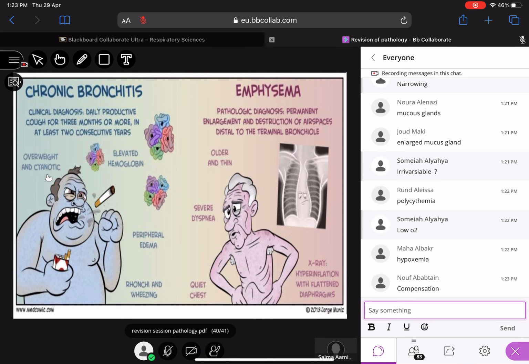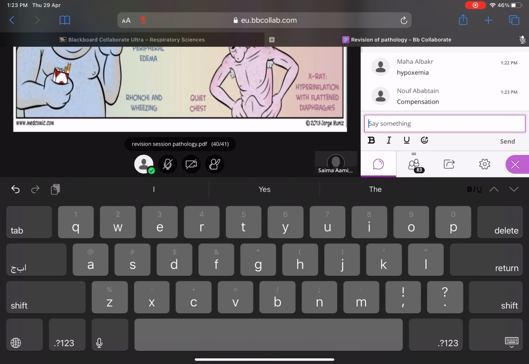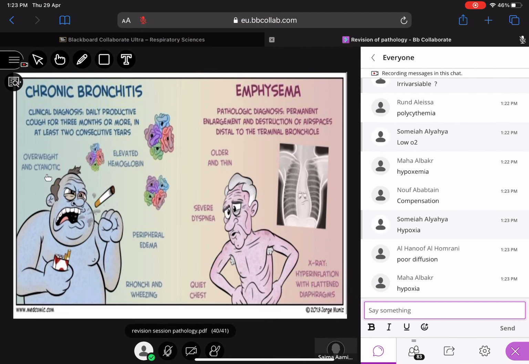Why cyanotic? Because of hypoxemia, and there is mucus preventing good exchange of gases, and there is hypercapnia also. There is increase in the CO2 and relative hypoxemia also. So there is increase in the hemoglobin. Why is there peripheral edema?